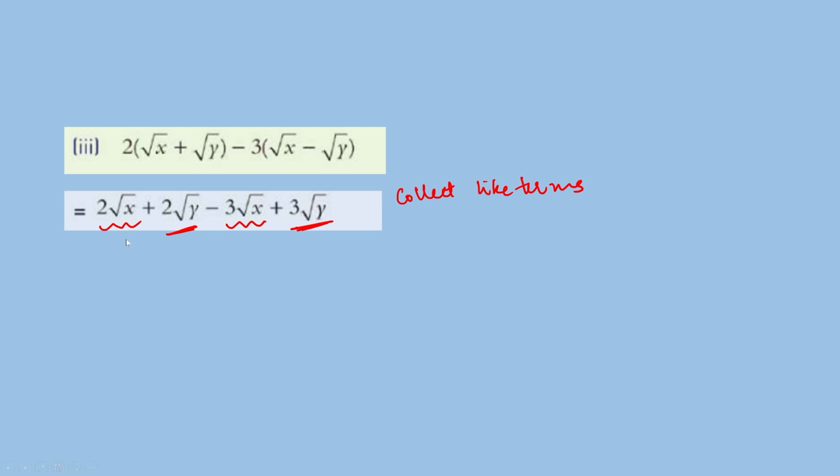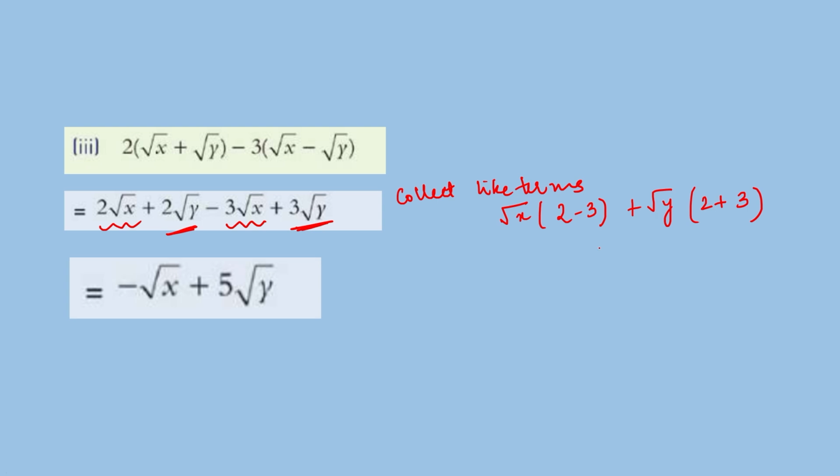So when you take the subtraction, we'll take root x as common, and in the brackets what will be left is 2 minus 3. We'll take root y as common, so in the brackets there will be 2 plus 3. So what will be your answer? 2 minus 3 is minus 1, so minus root x plus root y into 5. Now we'll rearrange this into 5 root y minus root x.